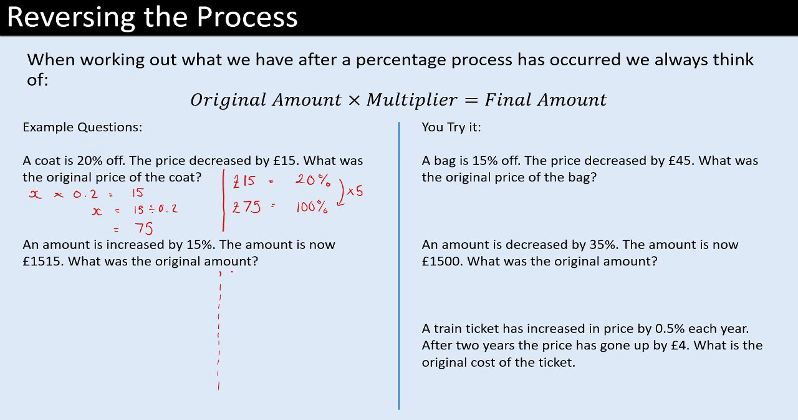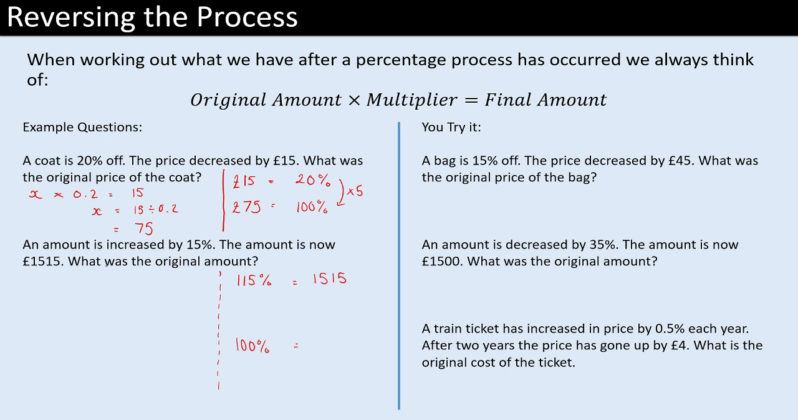You could say that if we have increased by 15%, that means we would have 115%, which equals £1,515. And you might have to go through some intermediate steps before getting to 100%. I personally wouldn't do this question this way. I would probably do it using my multipliers.